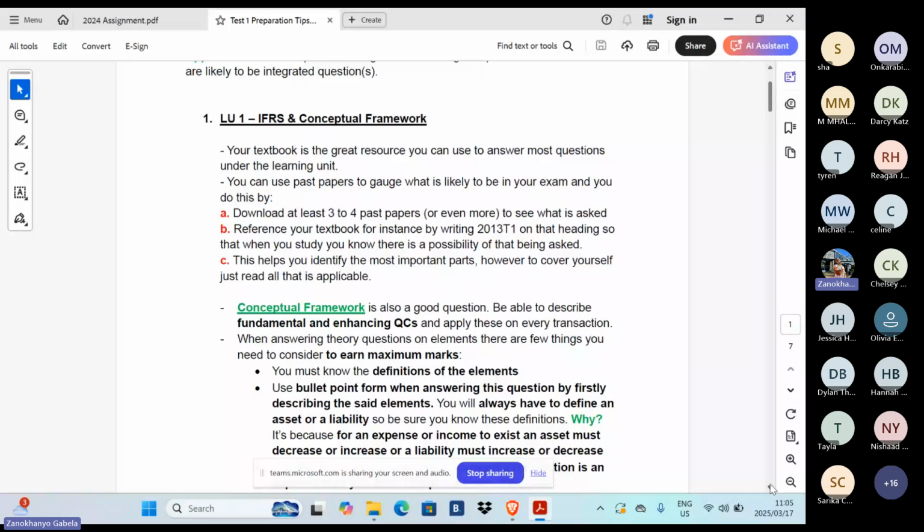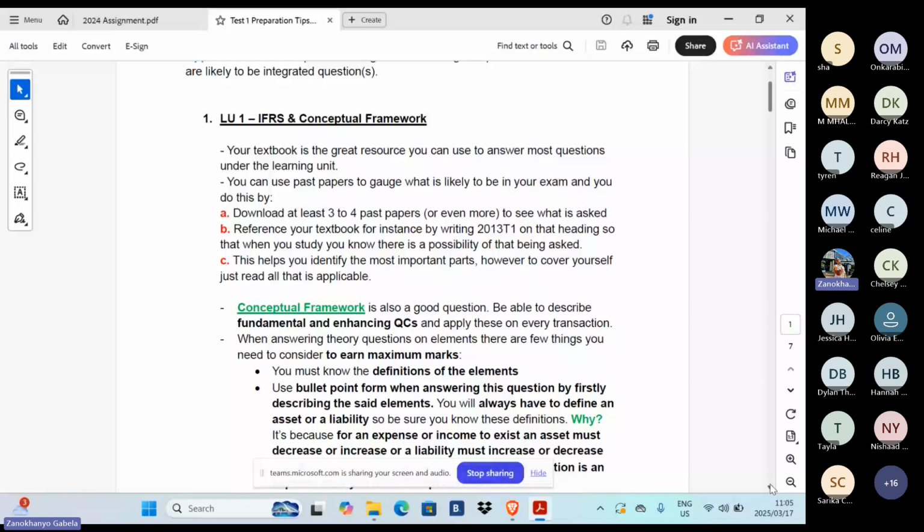And then from there, you can check what is being asked. So let's say they were asking you to define or specify the roles of the IFRS monitoring board. I just want you to go to the textbook and highlight that part, right? And then on top of that heading, you are going to write the question paper that it was asked in. Perhaps you can say 2013 test one.